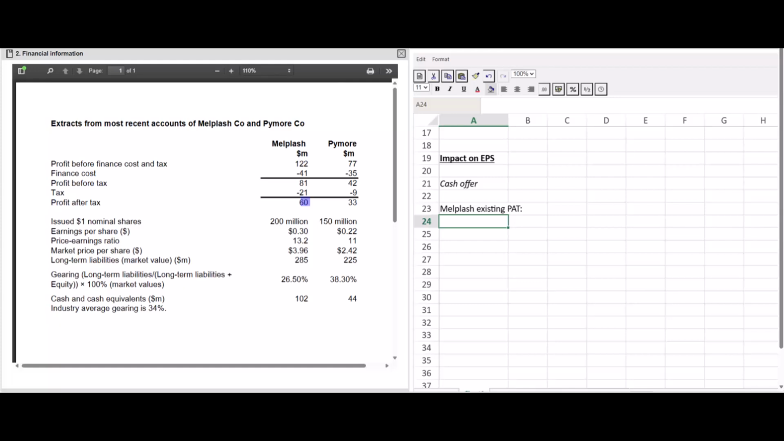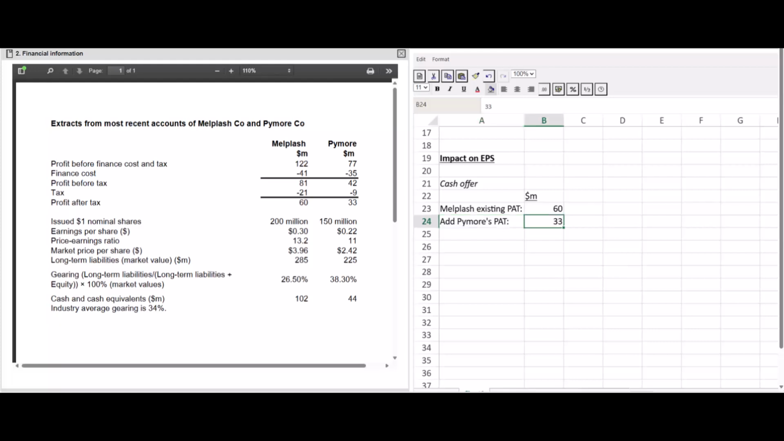We're going to do everything in millions. It's always good just to label that so it's really clear to the markers what we're doing. So we're going to put in 60 there. Great. Then what will also happen is if we acquire Pymore, we're also going to obtain their profit after tax. So that 33 is also what we'd expect to get now as well. So we can include that in there as well.